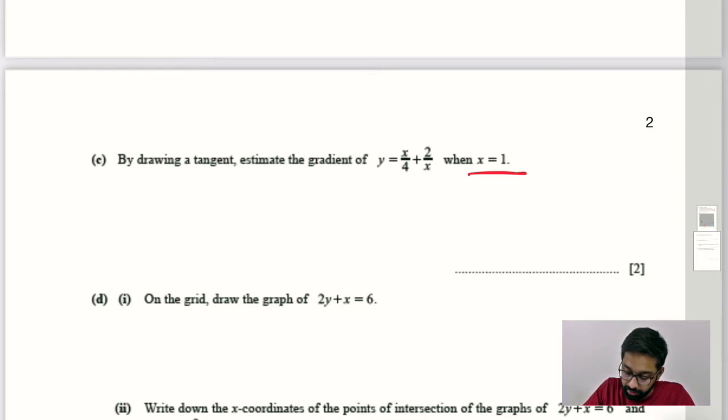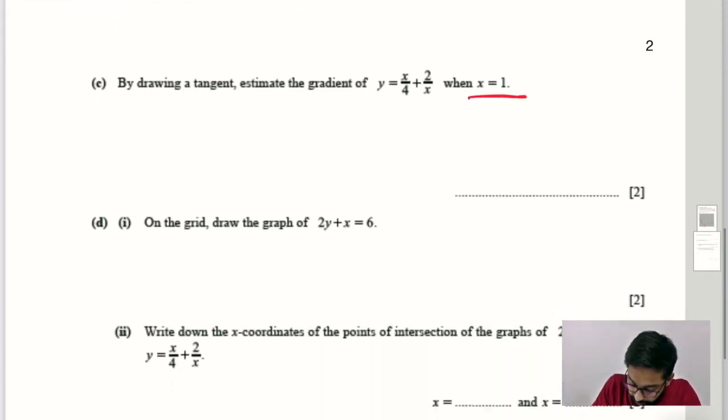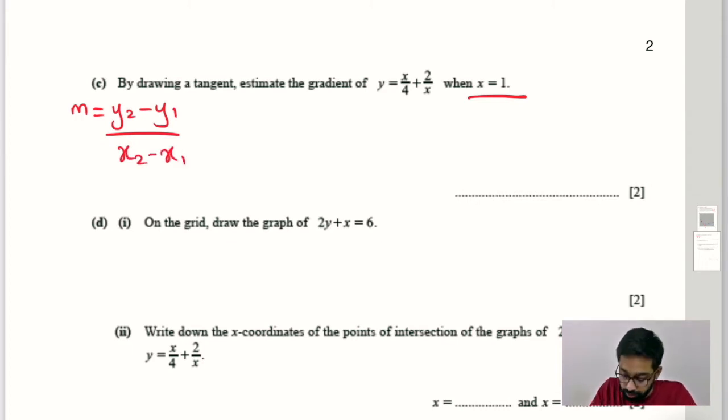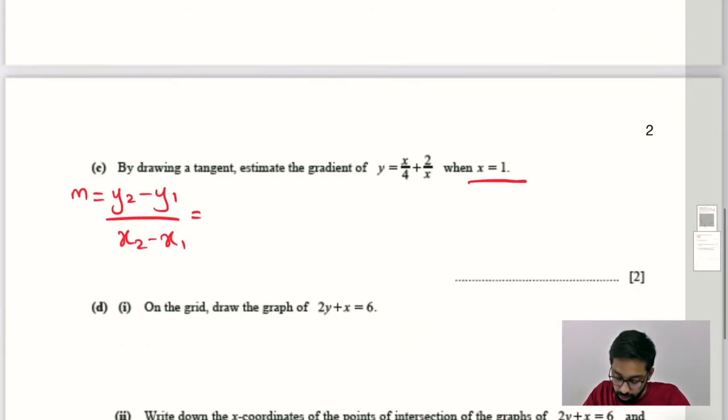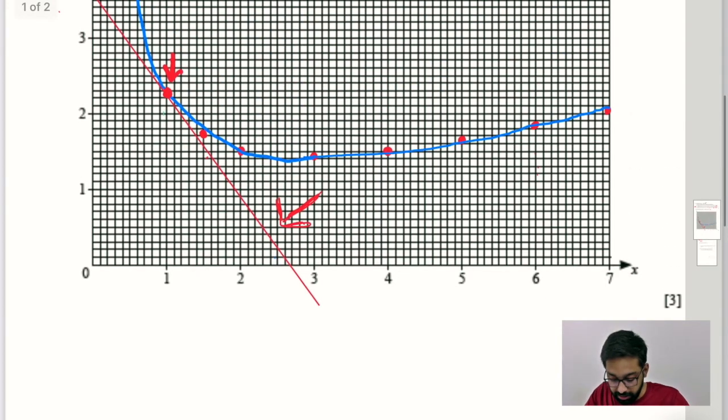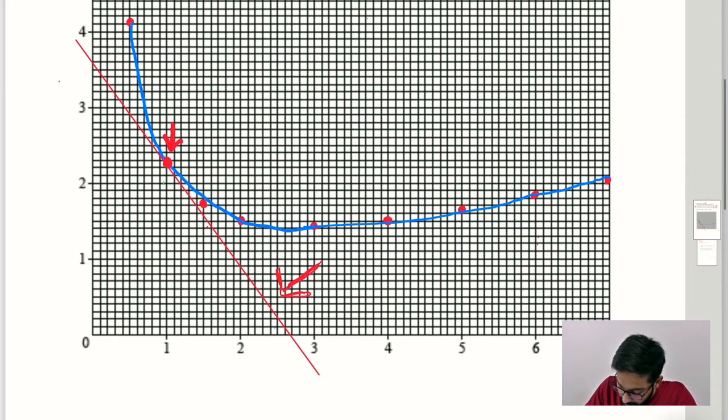Now, in order to find the gradient, you need to use the formula for the gradient, which is m, or gradient, equal to the value of y2 minus the value of y1 over the value of x2 minus the value of x1. When you do that, in order to find the values of x2, y2, y1, x1, you need to look at the tangent that we have. The easiest way to do this is to look at the values that are on both the axes. What that does is it makes our work simpler and quicker.